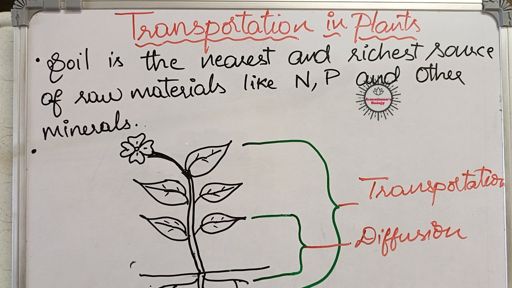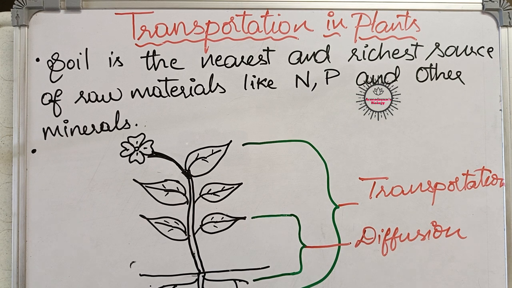But in case of plants, they do not have these organs for transportation. Isn't it? Plants do not have heart, blood vessels or blood. But still plant needs some substances for its growth. Plant needs some substances for performing photosynthesis. Isn't it? Then how will these substances pass through all the parts of the plant? That is what we are going to learn now.